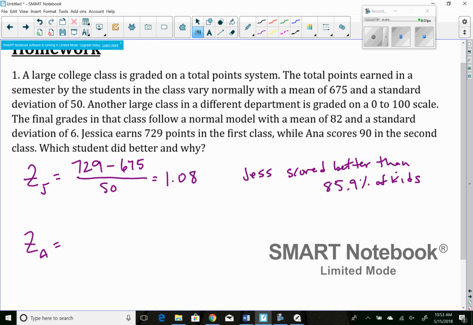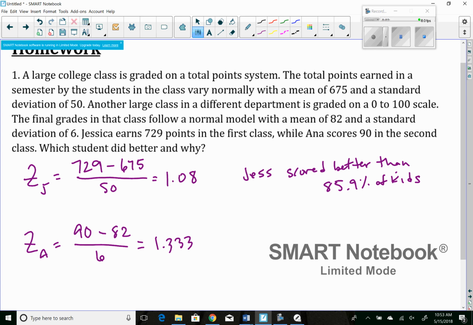If Anna's z-score is higher than 1.08, that means that she beat out more kids comparatively to her class, therefore Anna's score is better. If Anna's score is less than 1.08, that tells me that Jess did better because she had a higher z-score, so she scored better comparatively to her classmates. So Anna's score is a 90. Out of the class average of 82 divided by the standard deviation of 6, which gives us 1.3 repeating.